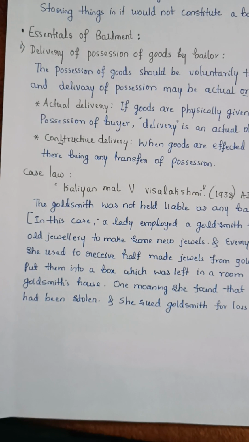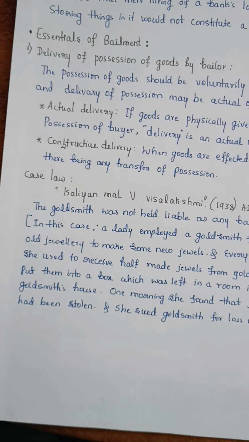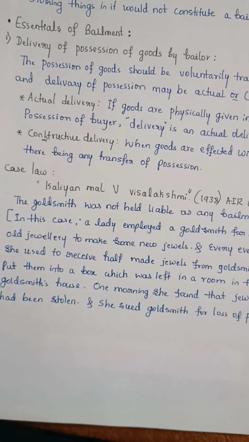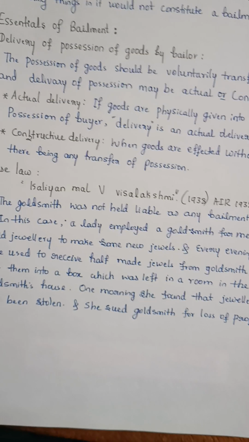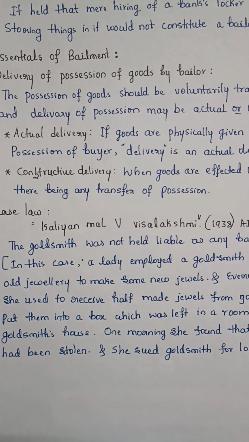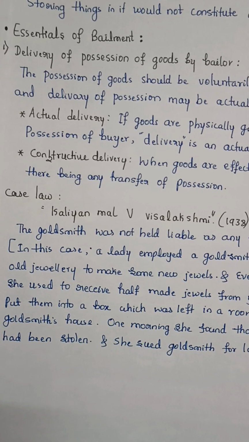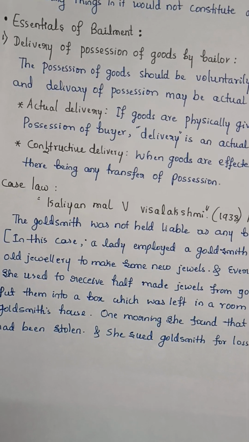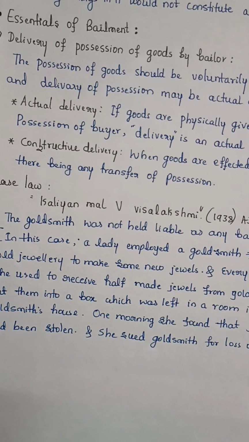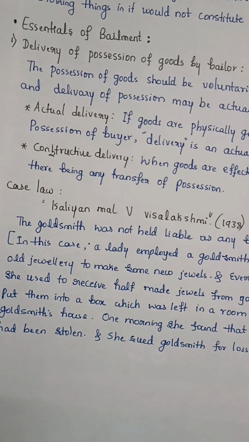So the essential elements relating to bailment. The first one is delivery of possession of goods by the bailor. It is clearly held that the definition of bailment includes the delivery of goods from one person to another. The possession of goods should be voluntarily transferred, and the delivery of possession may be actual or constructive. Actual delivery means the goods are physically given into the possession of the bailee. Constructive delivery means the delivery is effected without an actual transfer of possession, where the goods are not physically in the possession.